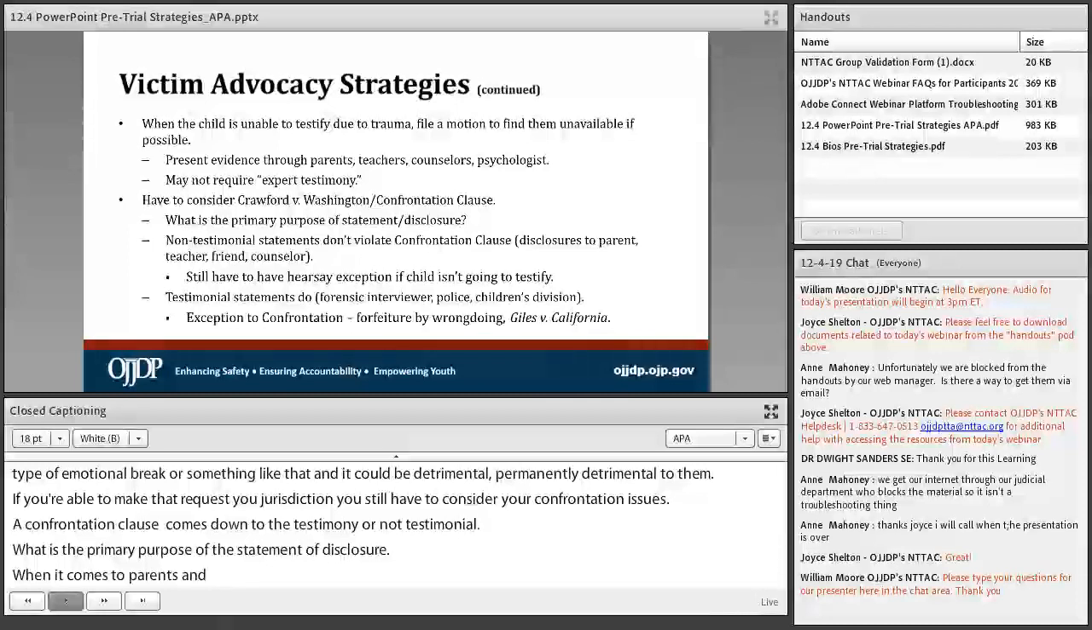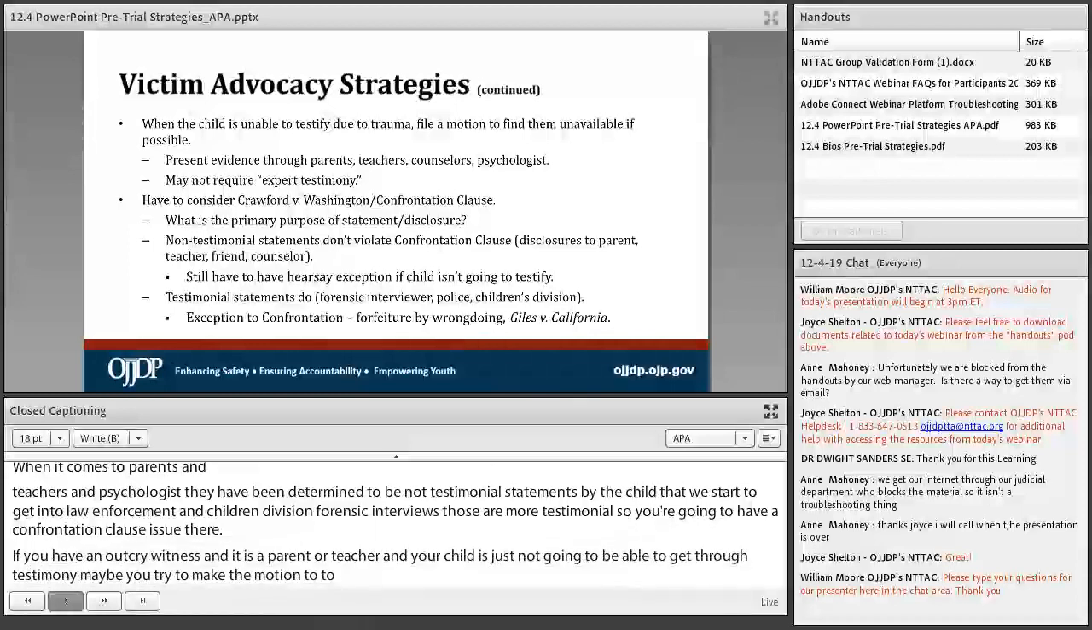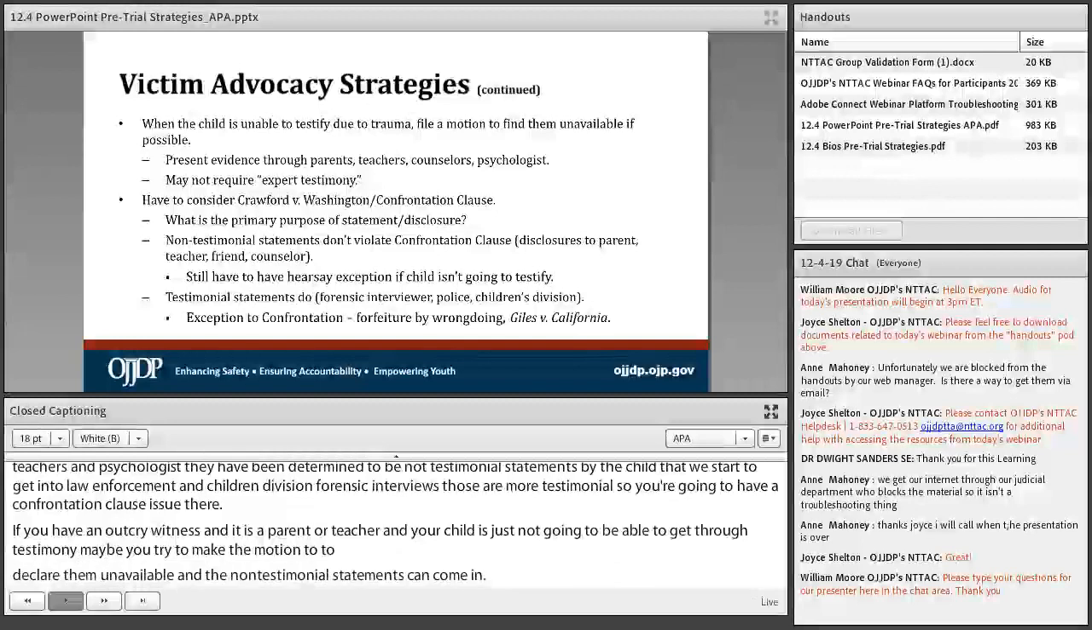But if you have an outcry witness and it's a parent or a teacher and your child is just not going to be able to get through testimony, maybe you try to make the motion, declare them unavailable, and see if these non-testimonial statements can come in. Or if you do have testimonial statements but you have an exception to Crawford, like forfeiture by wrongdoing, maybe you try and get that established nice and early. If you are able to present the child's statements without having to present the child, that is a powerful negotiating tool and something that you want to know well in advance of trial.